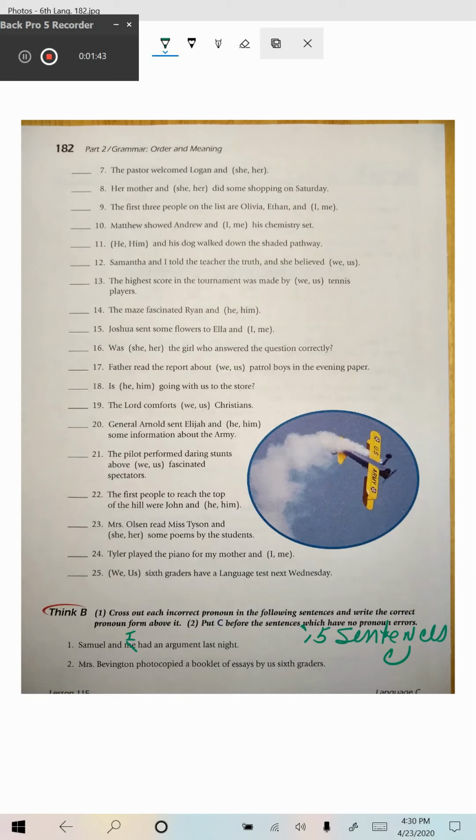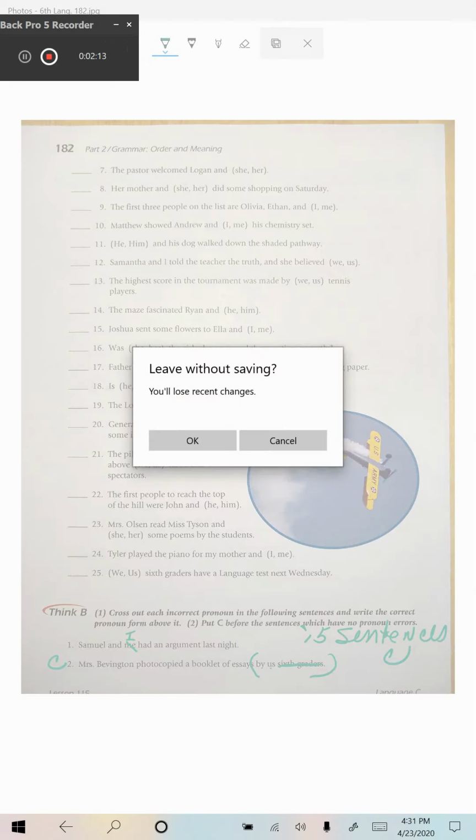Mrs. Bevington photographed a booklet of essays by us 6th graders. One thing you could do is just not even look at that. This is a prepositional phrase, by the way. And just say by us, okay? Object of the preposition, right? Object of the preposition needs objective case: me, you, him, her, it, us, you, them. So us is okay. So this would take a C. All right, let's go to the next page.